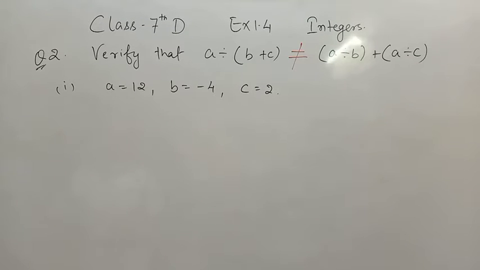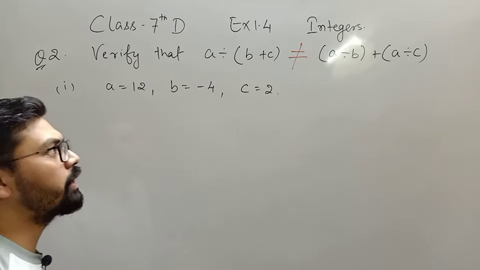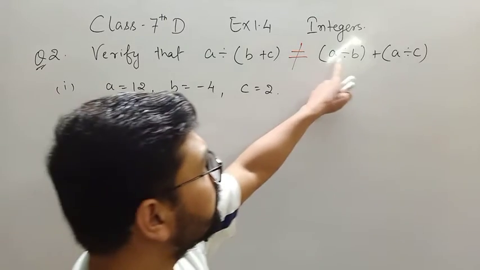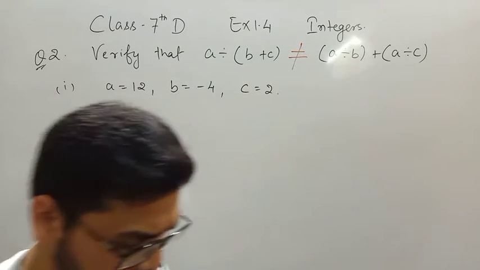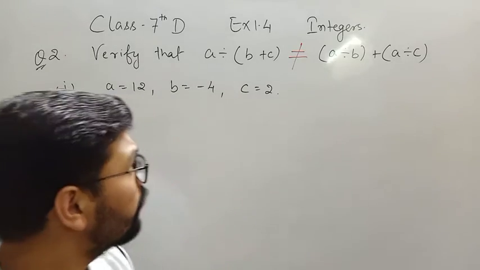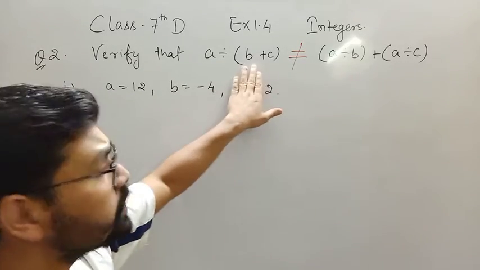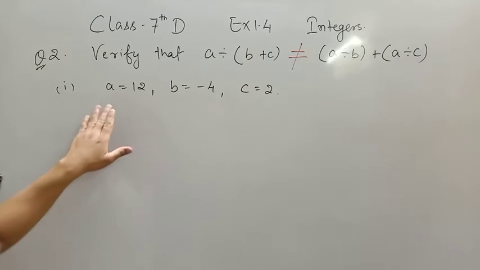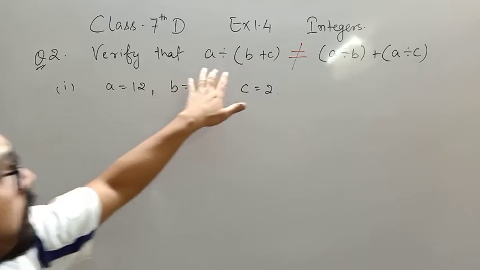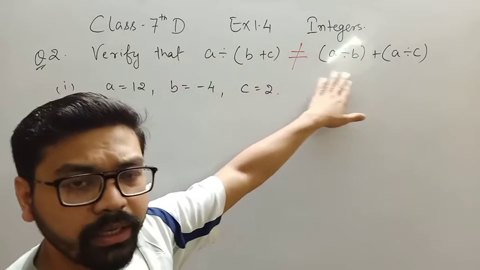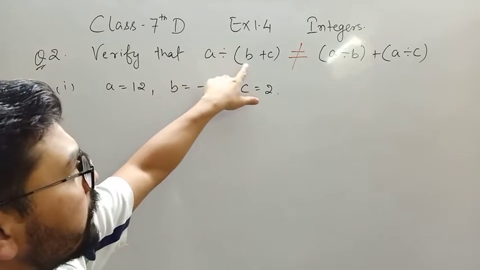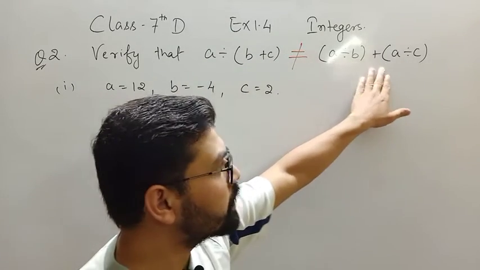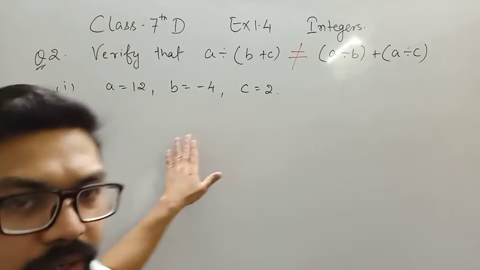Now the next question is: verify that a divided by the bracket b plus c is not equal to a divided by b plus a divided by c. Can anyone tell me what this property is? So this is basically the distributive property, right? Here the distributive property is not followed, because a divided by b plus c is not equal to a divided by b plus a divided by c. How? Let's see one example.